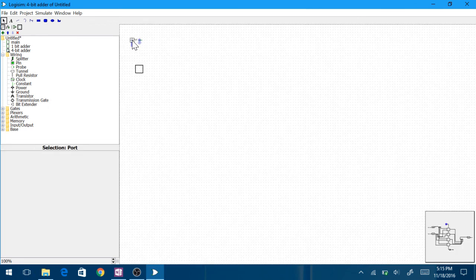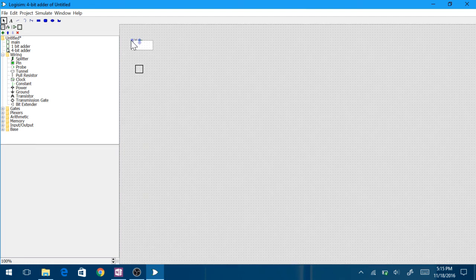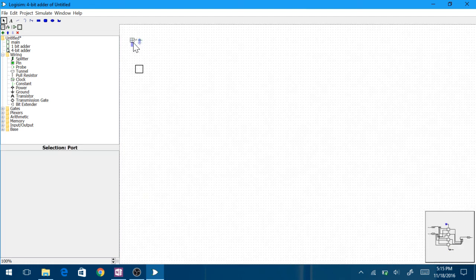So this is our carry-in, and that goes at the top. And this is our 4-bit number A, so that goes at the top here. Then we've got our 4-bit number B, and that goes at the bottom pin. And this pin right here, that's our carryout, so that goes at the bottom of the chip. And here's our anchor. This is our output and answer, so that goes on the right.